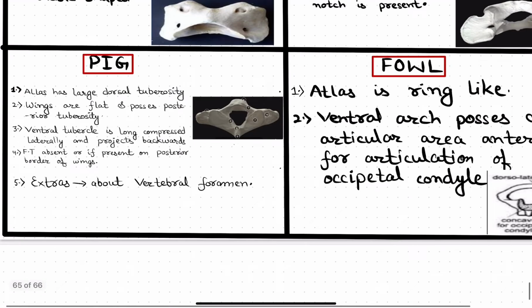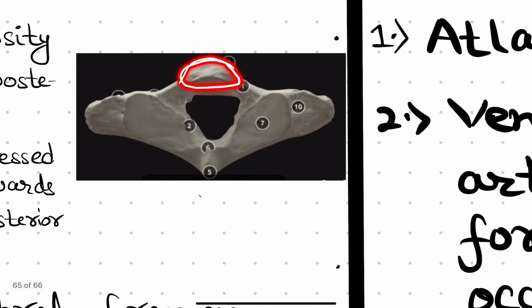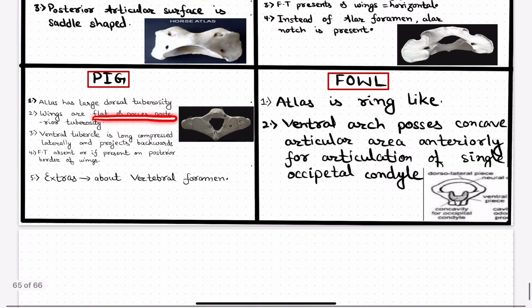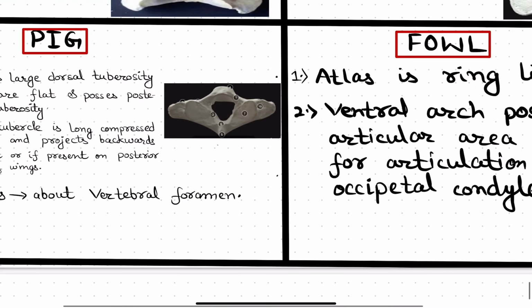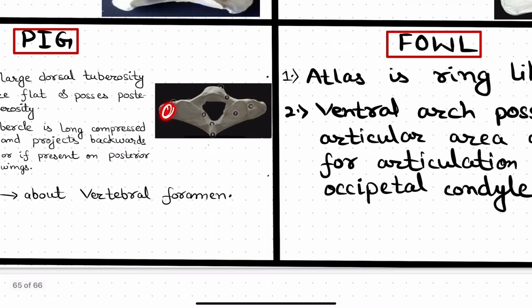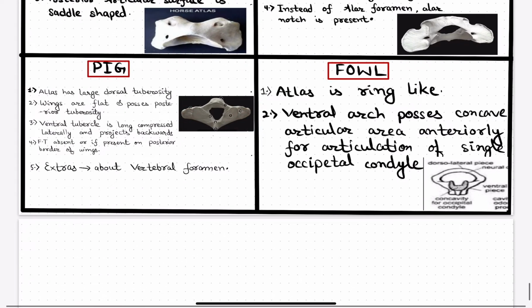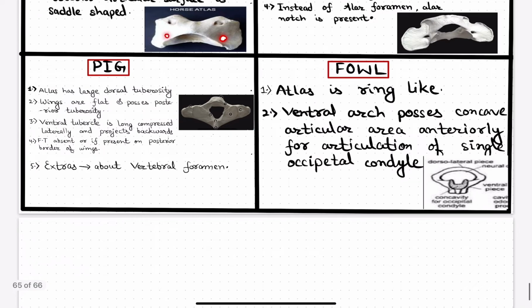Now let me come to the pig atlas. The atlas has a large dorsal tuberosity. You can see it is the dorsal region and it is very big in shape. So it is a large dorsal tuberosity. The wings are flat and possess a posterior tuberosity. That means posteriorly they are thick. Okay. The ventral tubercle is long, compressed, and projects downwards. This is the ventral tubercle which is projected downwards and it is sharp. It is compressed. The foramen transversarium is absent. If present, it would be on the posterior surface of the body.